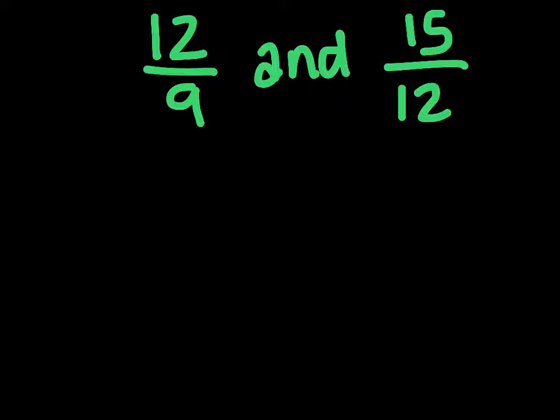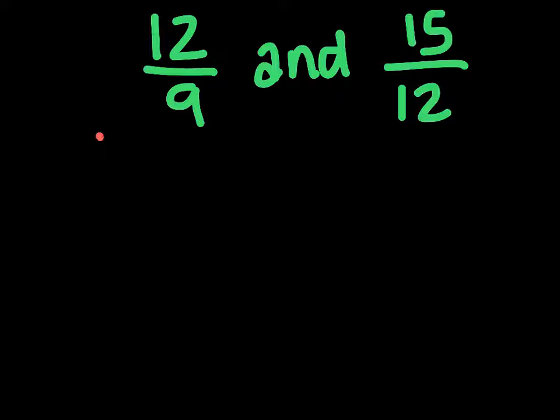Okay, why don't you all look at this one and see if you can do anything with it. And when you're ready to check, pause the video. Okay, so 12 over 9 and 15 over 12. So when I look at 12 over 9, I see an improper fraction. So I know that this probably isn't going to form a proportion. But you never know. It may. So we need to check.